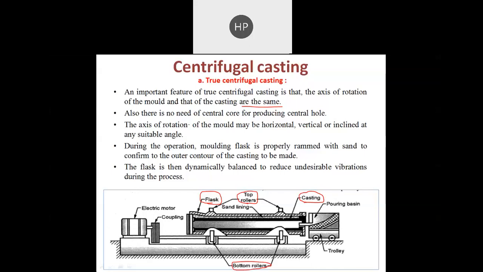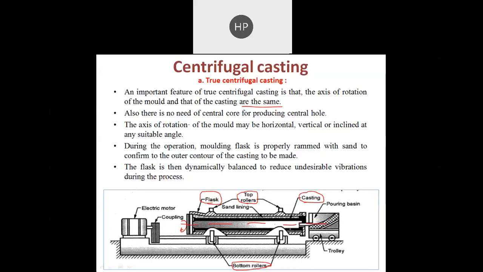And the important thing is that whatever be the axis of rotation of the mold, suppose this is the flask cylinder, its axis will be like this. Okay, this will be the axis of rotation for the cylinder. And the black shadow which you see in this diagram is the product that is going to be produced. So the axis of the product and the axis of the flask will remain the same in the true centrifugal casting process.